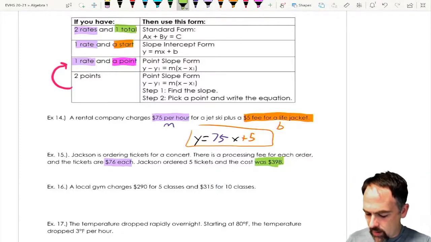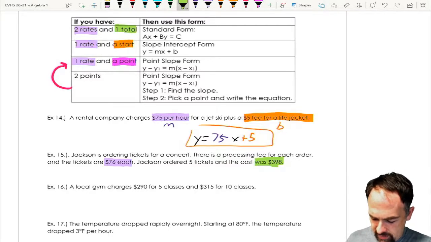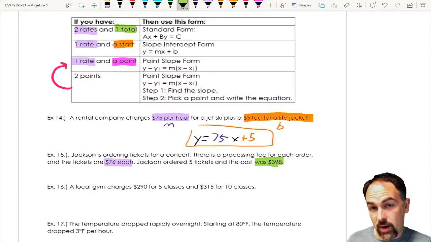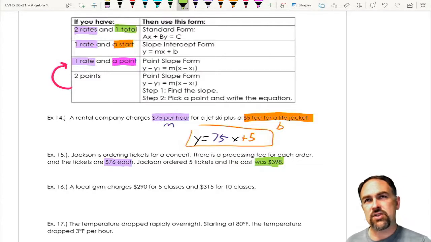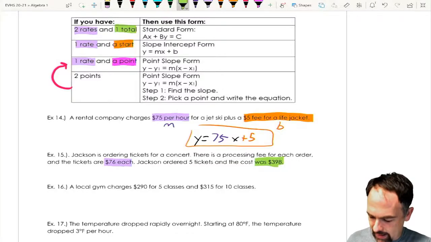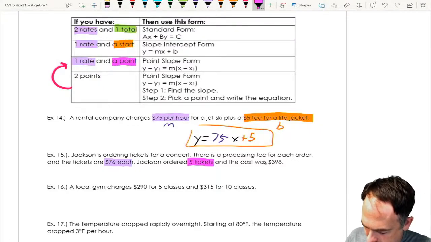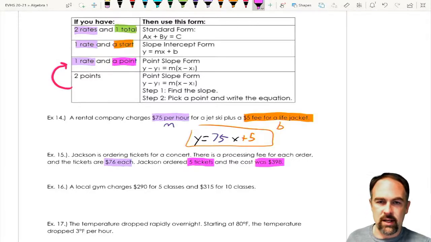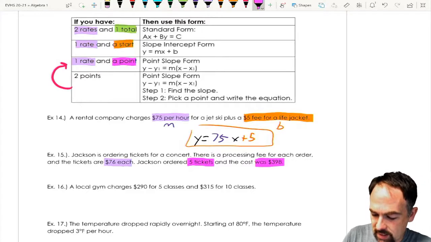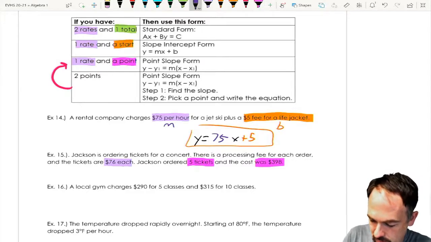Okay, so we have our rate of $76 each. It tells us there's a processing fee, which sounds to me like a starting value, but it doesn't tell us what it is. However, I do see that I have these 5 tickets costing $398, which looks to me like that's actually going to be a point, a set of paired data, which tells me now that I've got a point slope here.